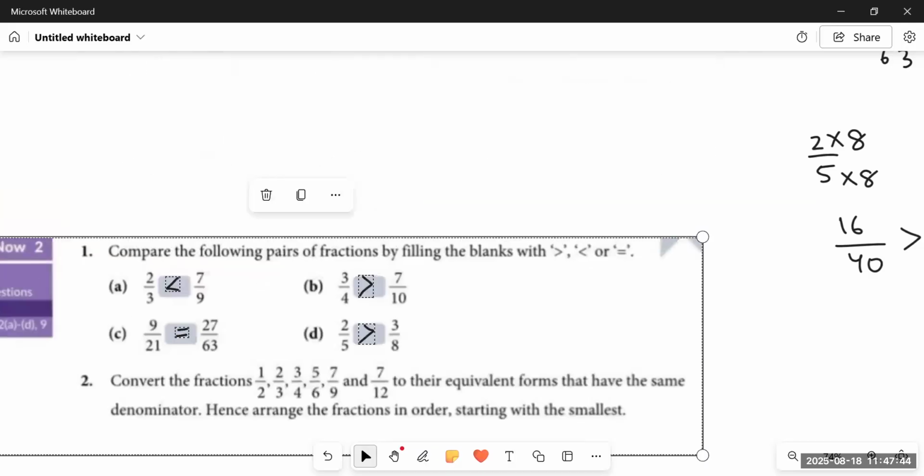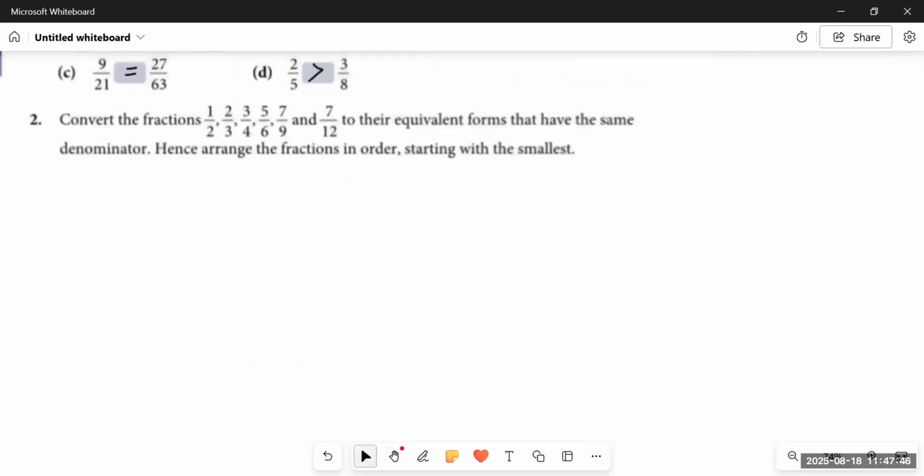Now, question number 2 says, convert the fractions 1 upon 2, 2 upon 3, 3 upon 4, 5 upon 6, 7 upon 9, and 7 upon 12 to their equivalent forms that have the same denominators. So now, students, in this case, we are going to use the LCM method. That is the most convenient method for us.